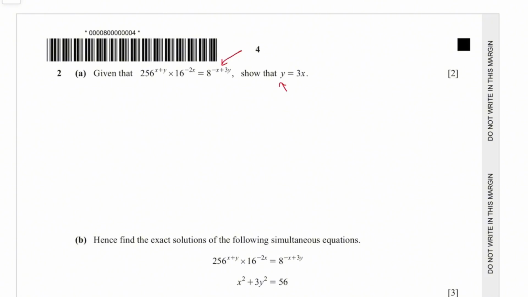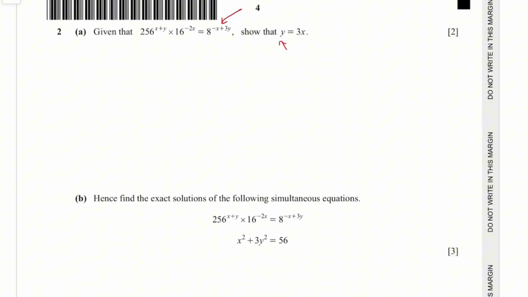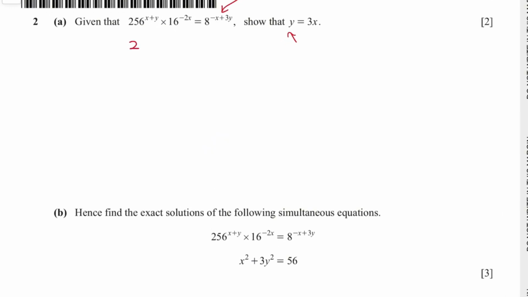Okay, let's look at the numbers given to you. So you have here 256, 16, and 8. In a way, you should be able to think that you can write everything in the base of 2, where 256 is just 2 to the power of 8. Yes, and then you still have the index of x plus y.